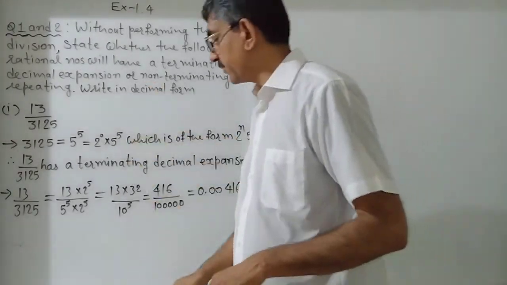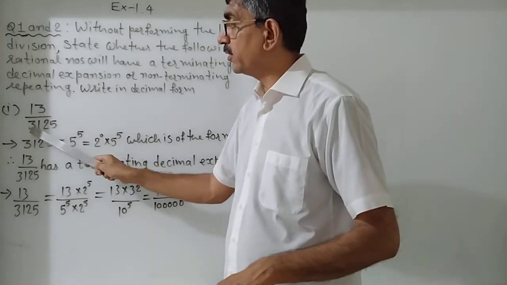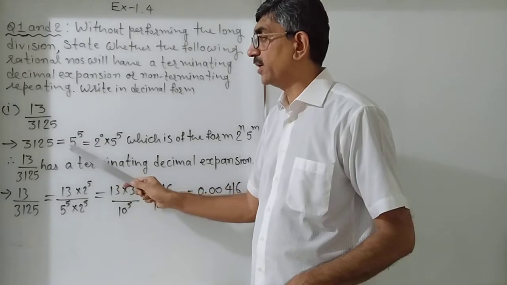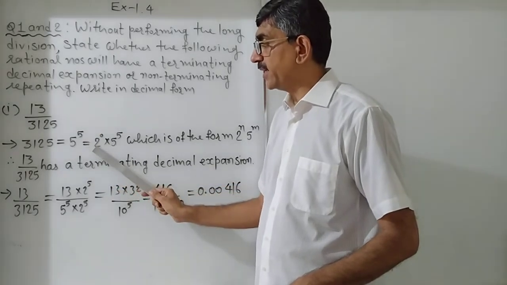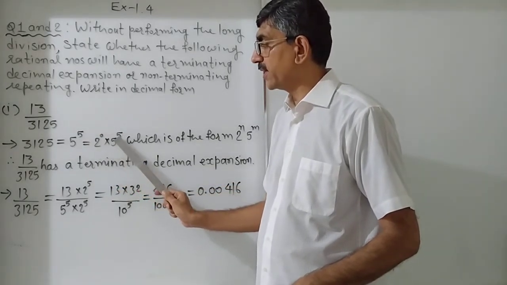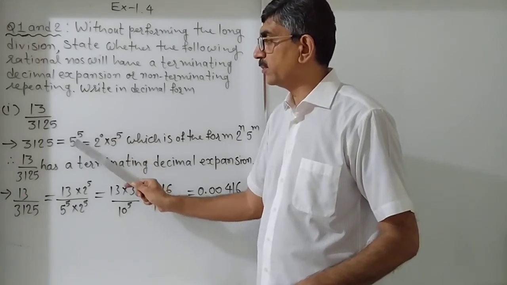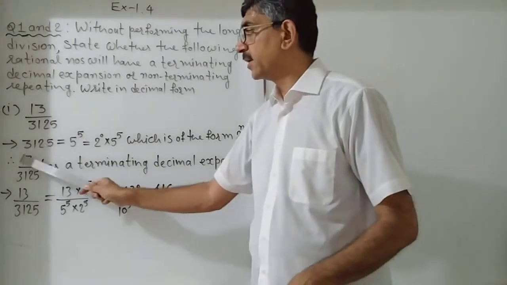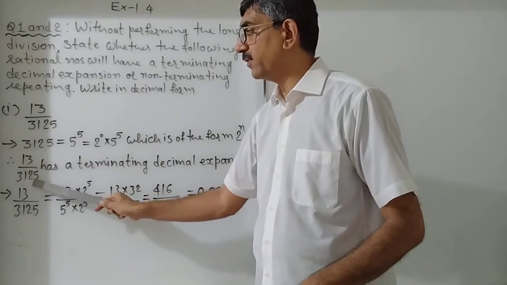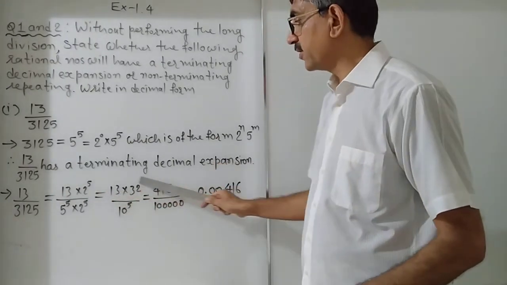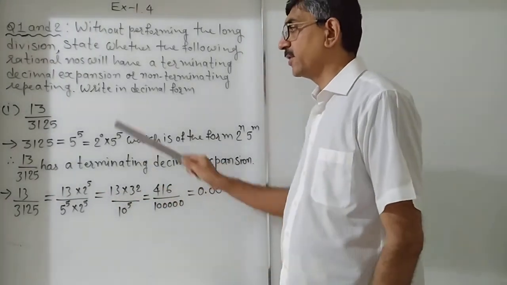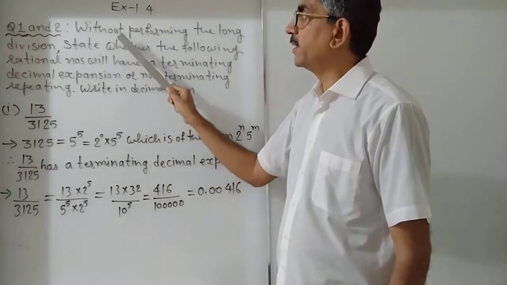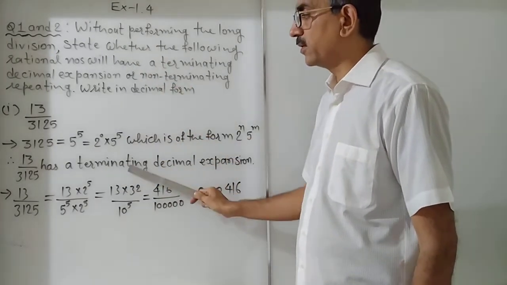Okay, let's take the first example: 13 upon 3125. Let's first factorize 3125. Actually it is 5 raised to 5, which can be expressed as 2 raised to 0 and 5 raised to 5, because 2 raised to 0 means 1, which is of the form 2 raised to n, 5 raised to m. Therefore 13 upon 3125 is a terminating decimal expansion. So this much method, up to this step, is for question number 1.